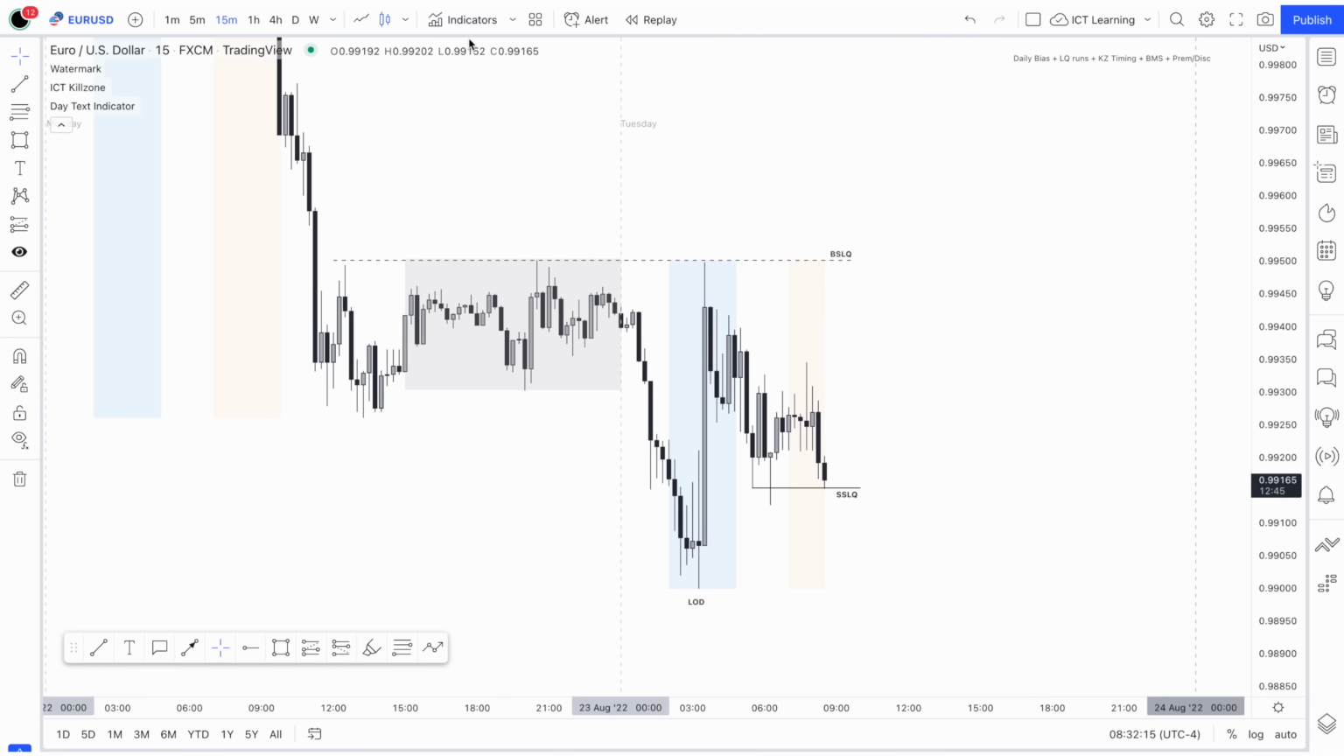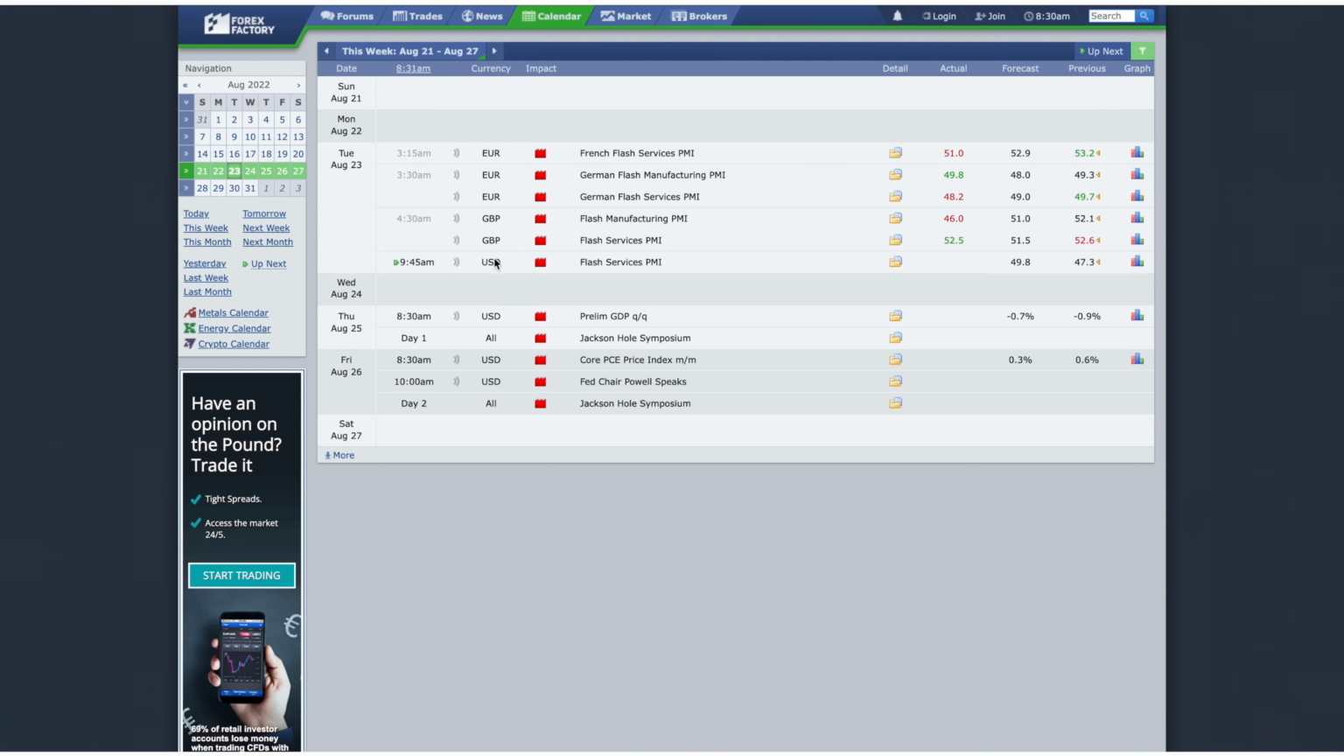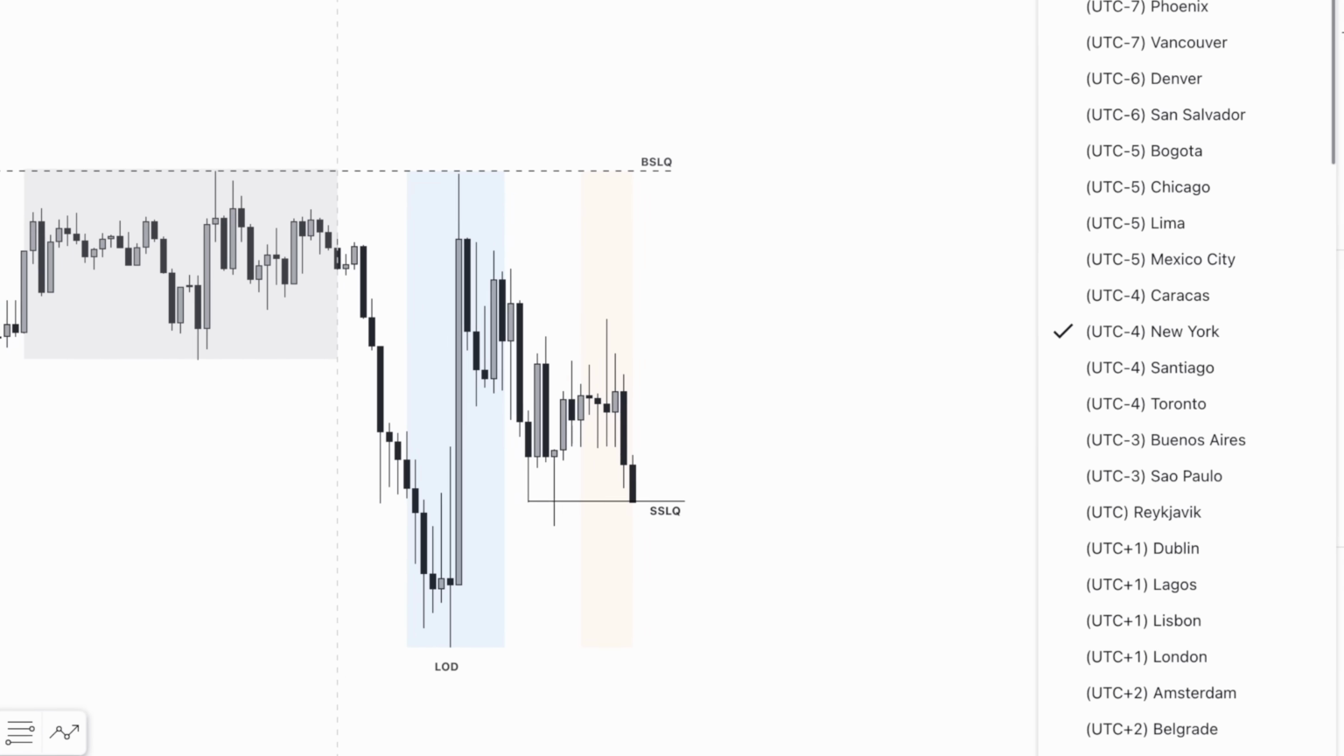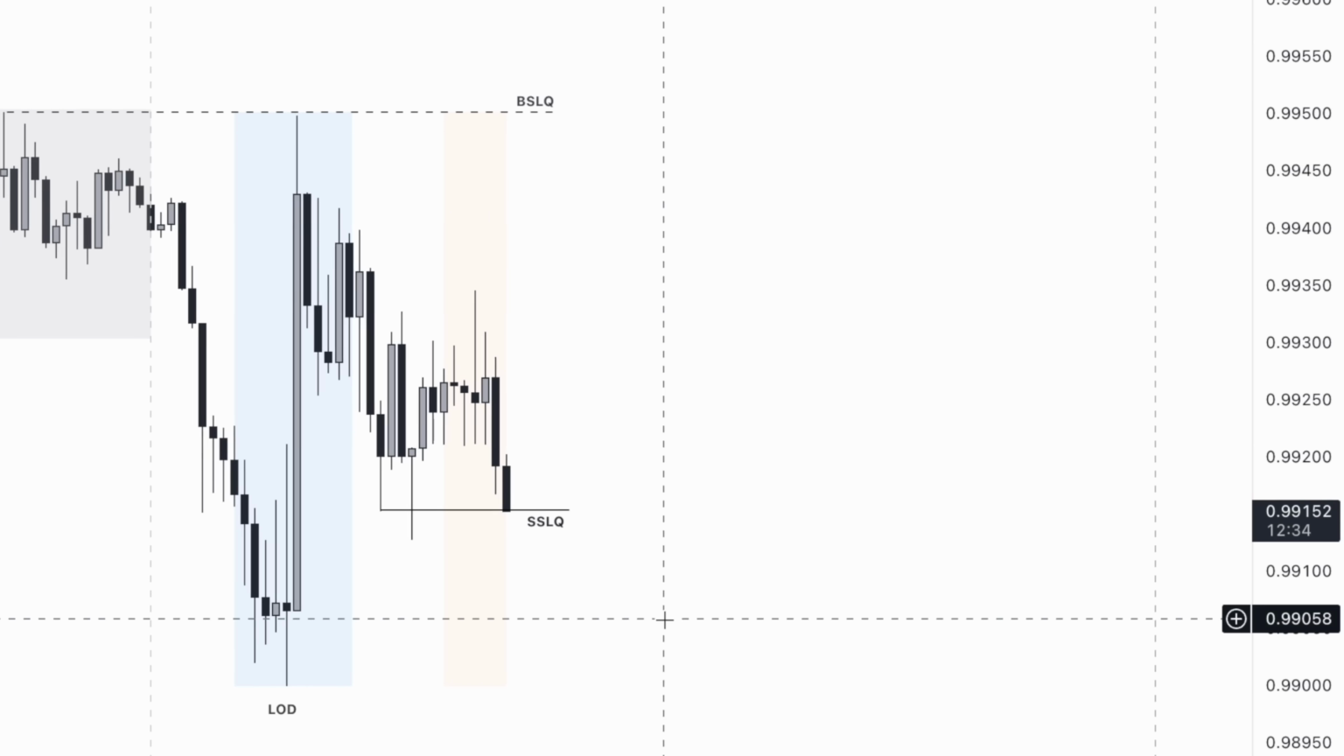Quick little forecast. We do have some dollar related news coming up at 9:45 a.m. I'm currently using New York time zone. As you can see here, New York time zone. So what have we got here?